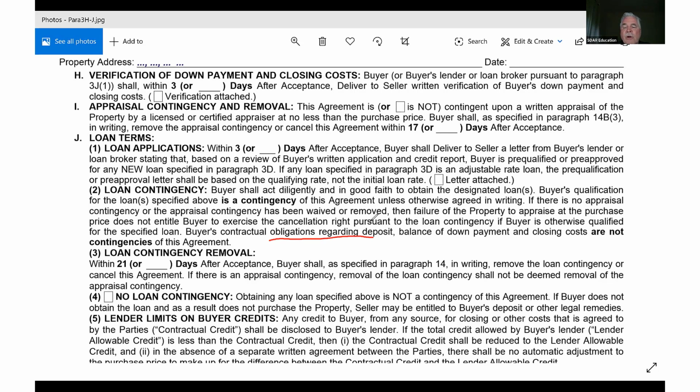Buyer's contractual obligations regarding deposit, balance of down payment, and closing costs are not contingencies of the agreement. So the contingency, the money itself, bringing in the initial deposit is a contingency, all right? But the other money is not. So guess what? If they spend it or they do something stupid like buying a Porsche, not that buying a Porsche is stupid, but they buy it right before closing. Remember, you always get house first, personal property later. Don't buy the washer, dryer, and revolving credit. In some cases, your buyer is tight to begin with, and then they go out and do revolving credit purchases, and they fry their own credit score.